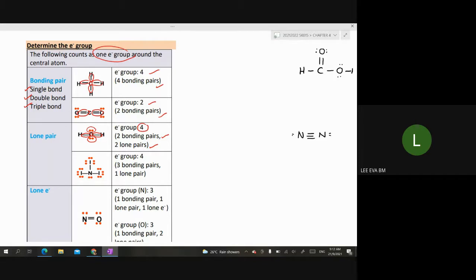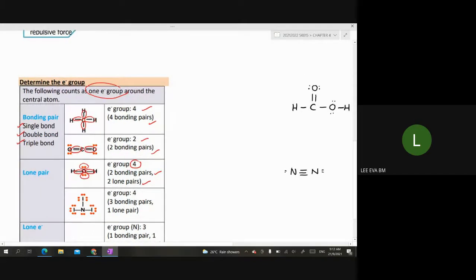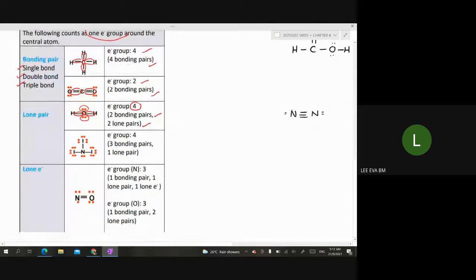So again, we look at NH3 at the bottom here. Kalau fokus dekat nitrogen, kita ada 1 bonding pair, 2, 3. So 3 bonding pair. And then 1 lone pair on nitrogen. So altogether, we have 4 electron groups. Is everyone okay in calculating electron groups?